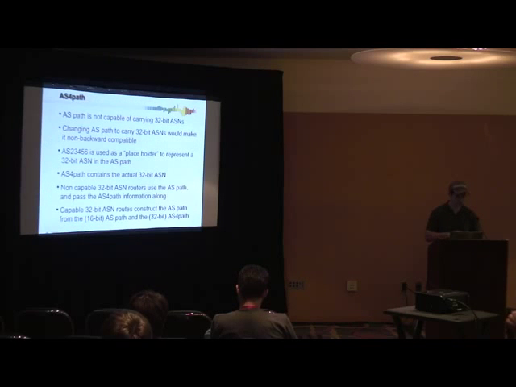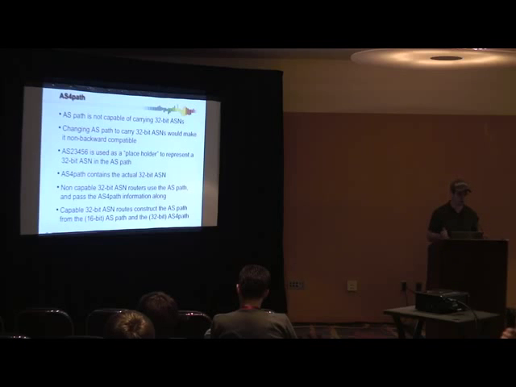One more path attribute, the AS4 path. The AS path is actually not capable of carrying 32-bit autonomous system numbers. There was some discussion about changing the AS path to include 32-bit ASNs, but that would make it non-backwards compatible and break the already deployed implementations. So what they decided to do is to create a new AS path called AS4 path. And in the AS4 path, they would put the 32-bit ASNs.